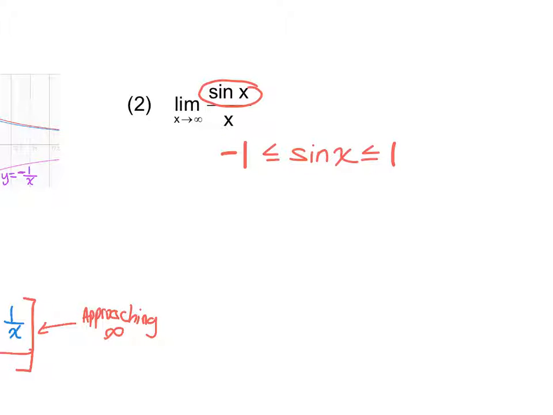Now, I can't just find the limit of this because it's not going to get the job done. If only that middle expression said sine of x over x. So what do you think I can do to this inequality to make that say sine of x over x? Divide everything by x.